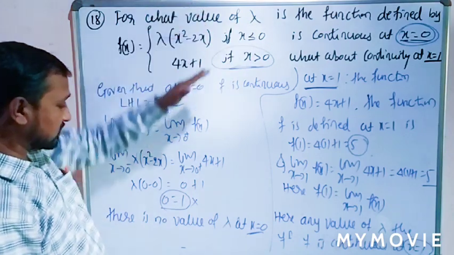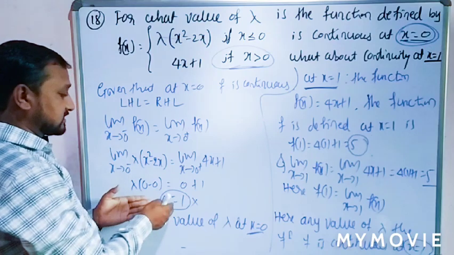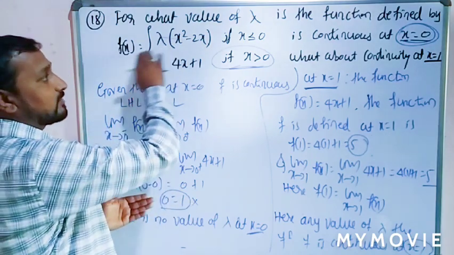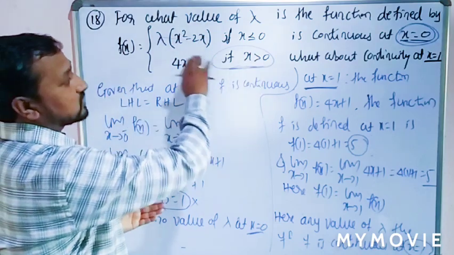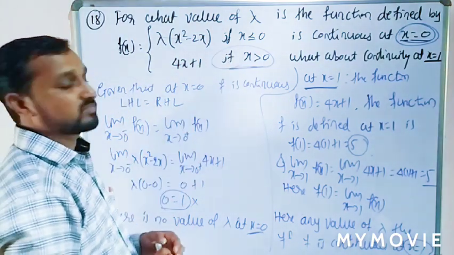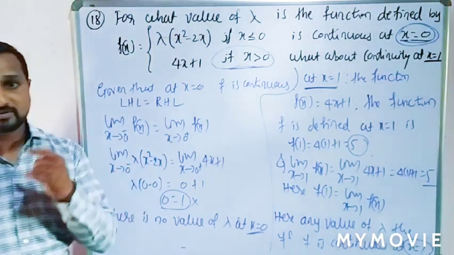Okay. So here LHL is not equal to RHL. So here the LHL value is 0, RHL value is 1, not equal. That means there is no value of lambda for which the function is continuous at x equal to 0. Is that clear? So this is the example. Okay, write down this example, friends.